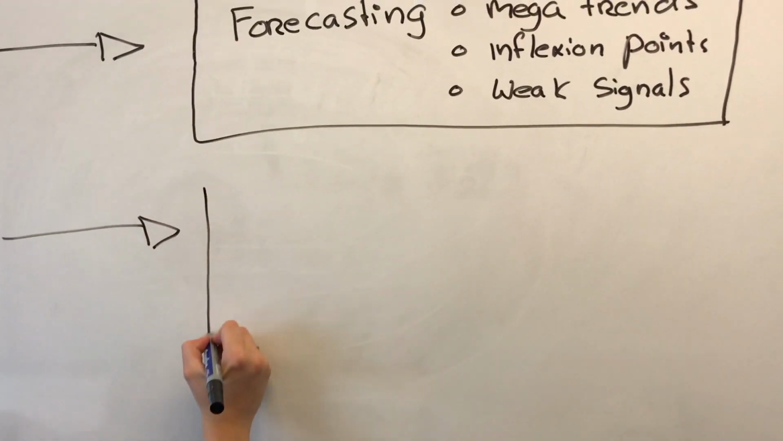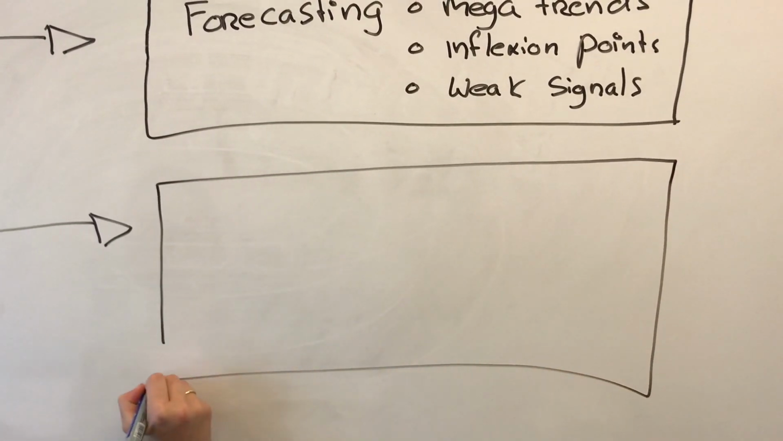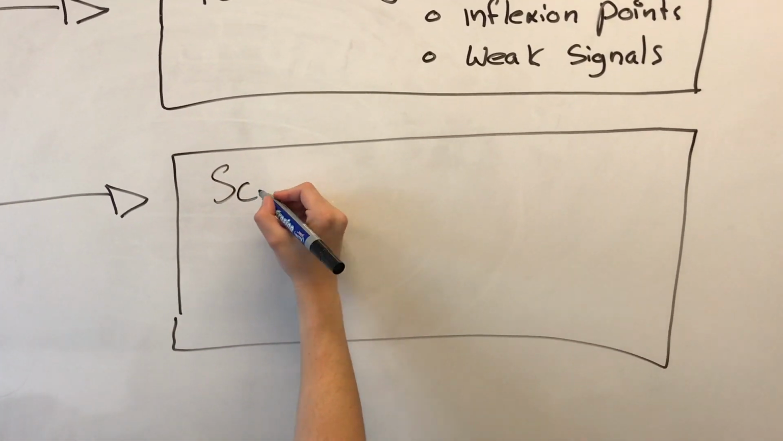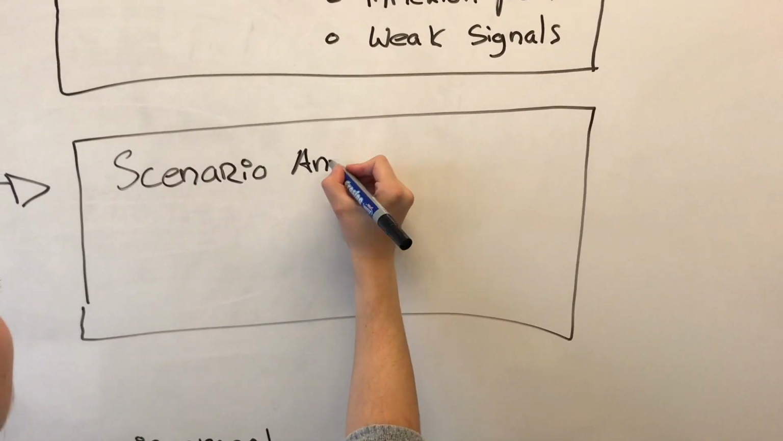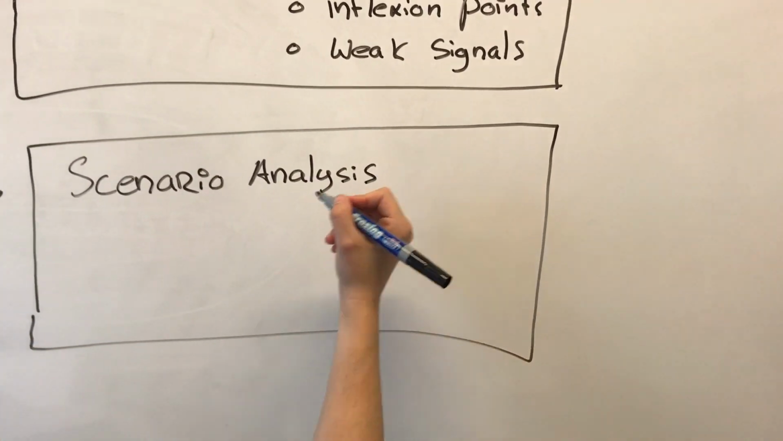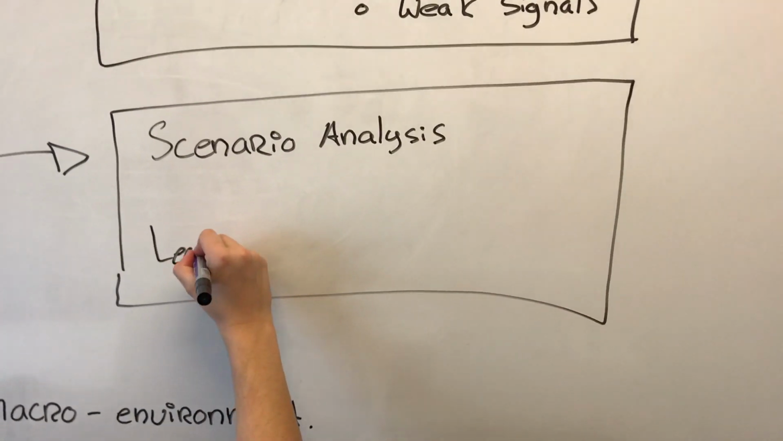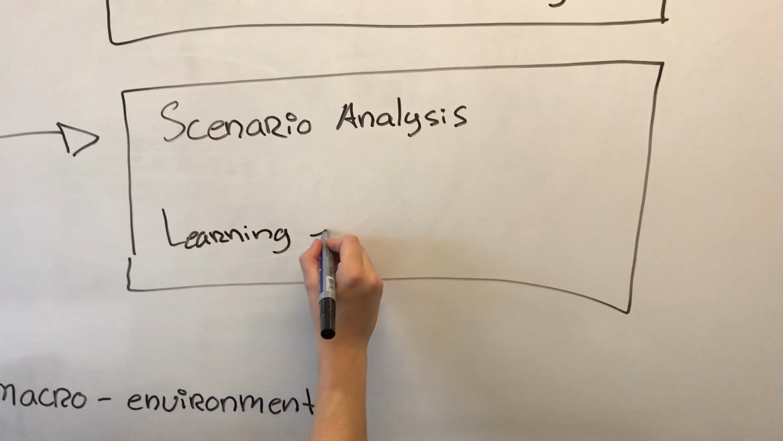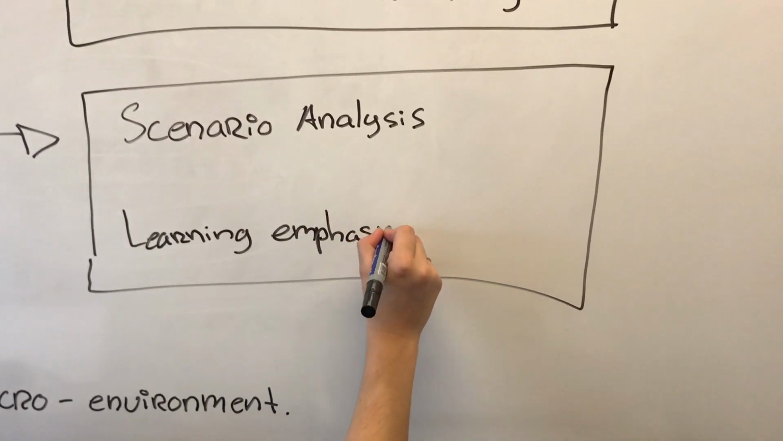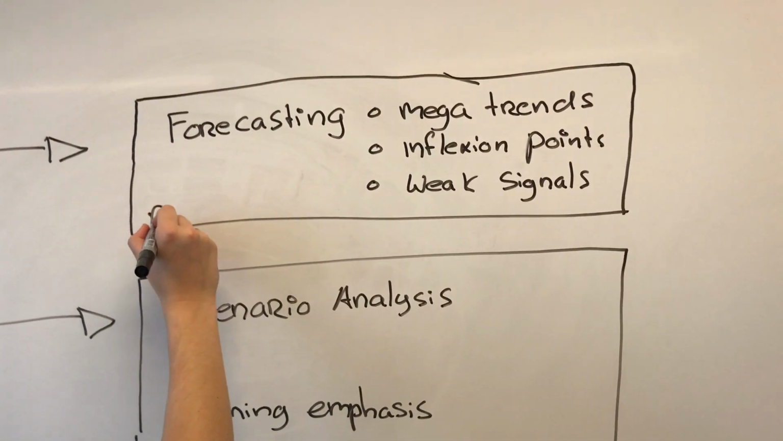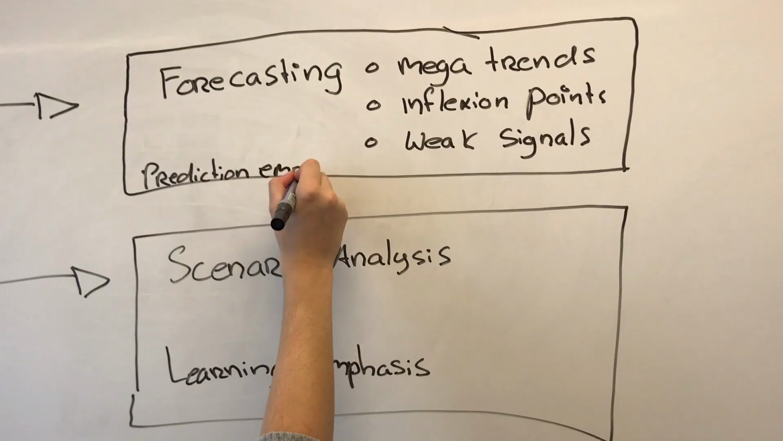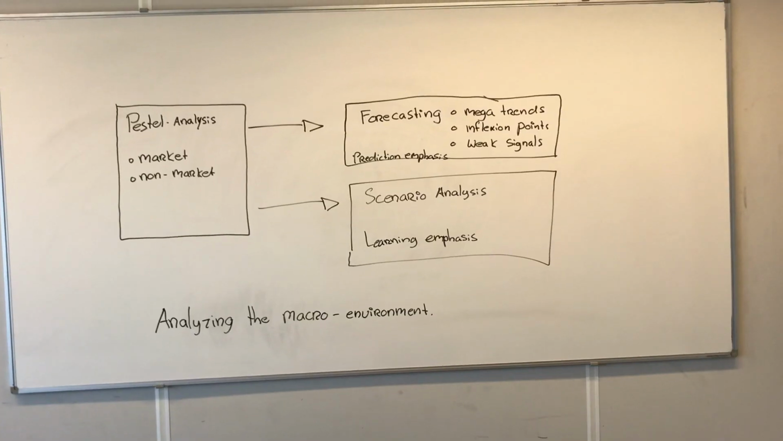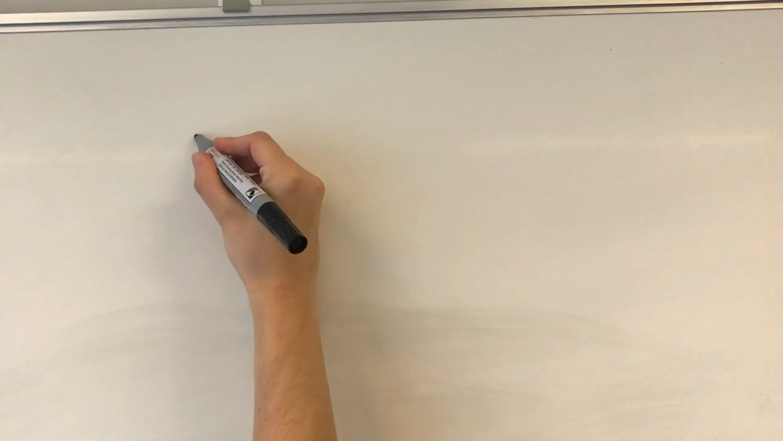Next up, we have the scenario analysis. This is a technique that develops a plausible alternative view of how the environment might develop in the future. Scenario analysis differs from forecasting because it avoids predictions about the future. It's more about learning different possibilities for environmental change. These 3 tools are used for analyzing the macro environment.